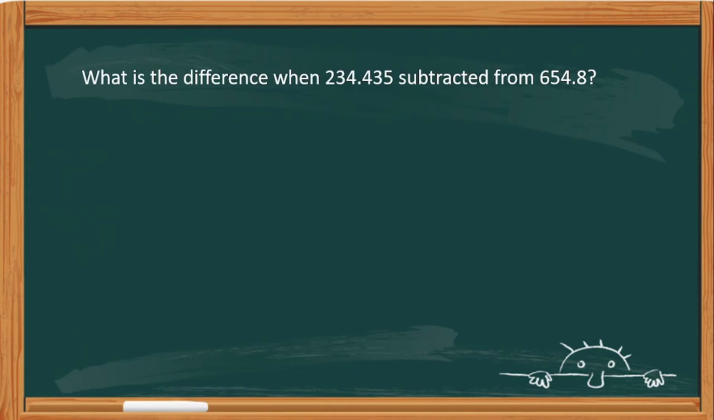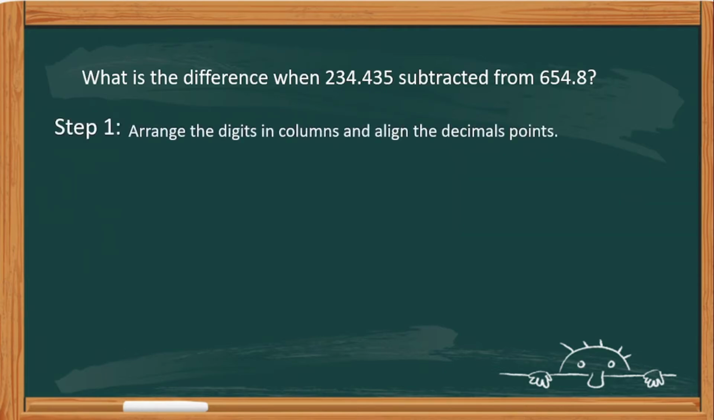Are you having fun? Now let's try some more. What is the difference when 234.435 is subtracted from 654.8? Step 1. Arrange the digits in columns and align the decimal points. So 654.8 minus 234.435.